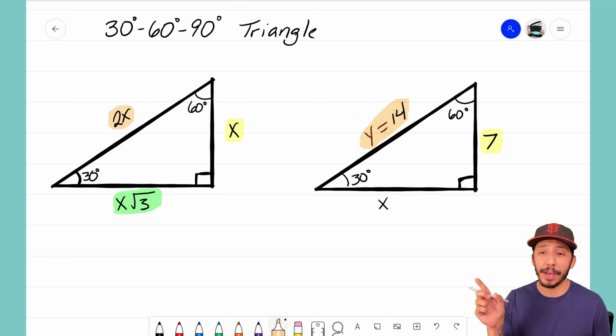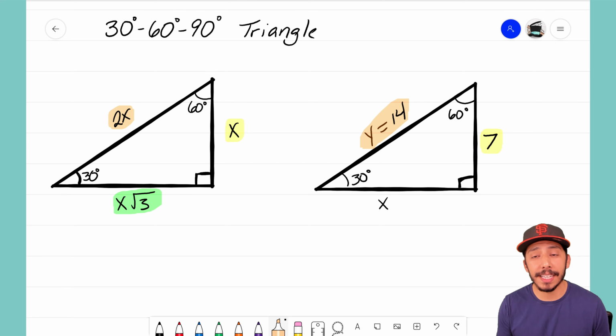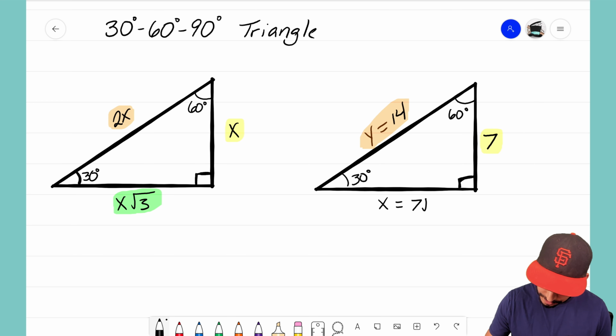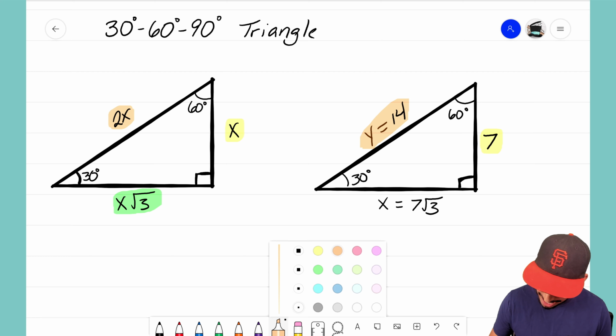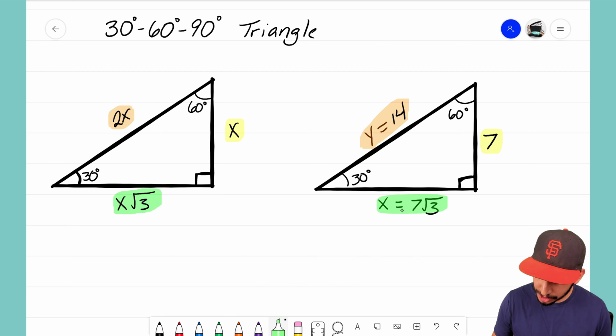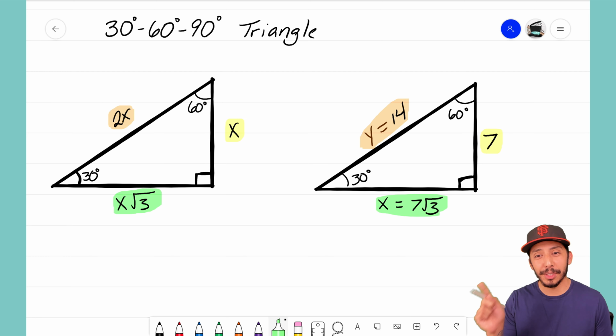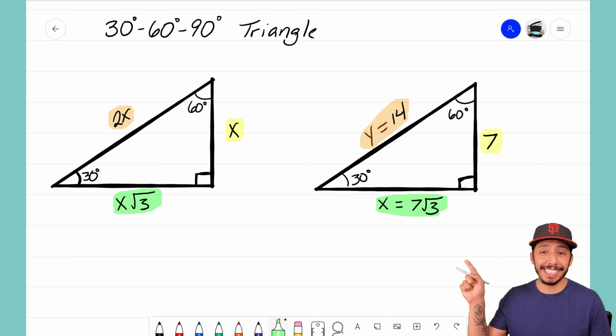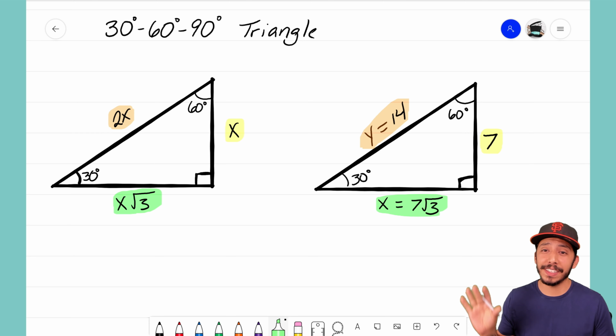Same thing can be said about that x variable. We want to solve for that side, so we're going to use our shortcut. Our shortcut says in order to find that side, just take your short side and multiply it by root 3. So if I do that, I will end up with 7 times the square root of 3, and that's it. We have solved for those missing sides by using that shortcut for a 30, 60, 90 triangle. There's no work required. You do not need to get the decimal for 7 root 3. You leave it in radical form, and that's all you have to do.